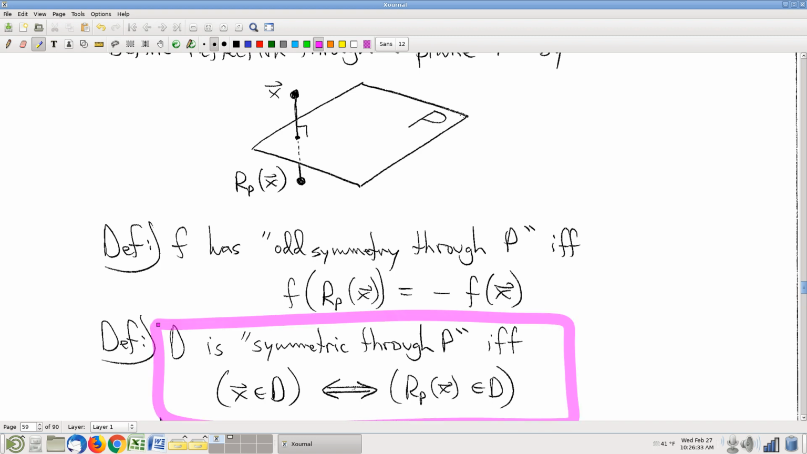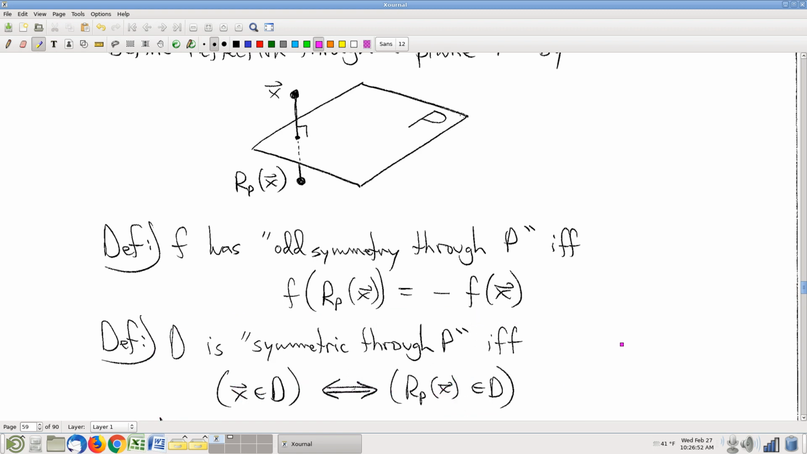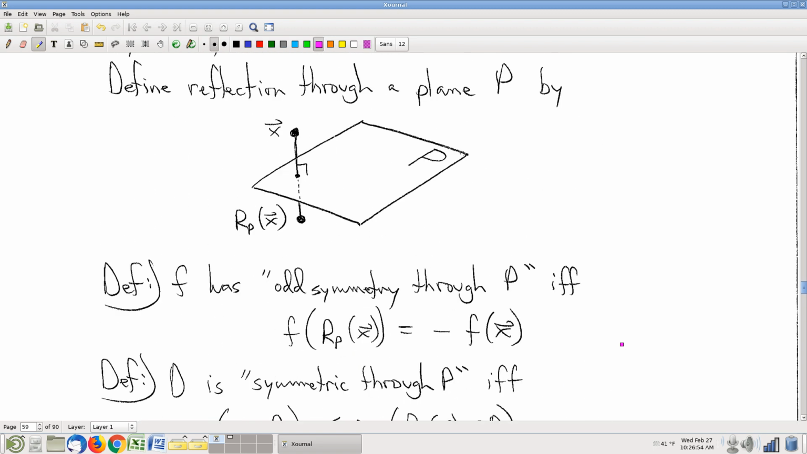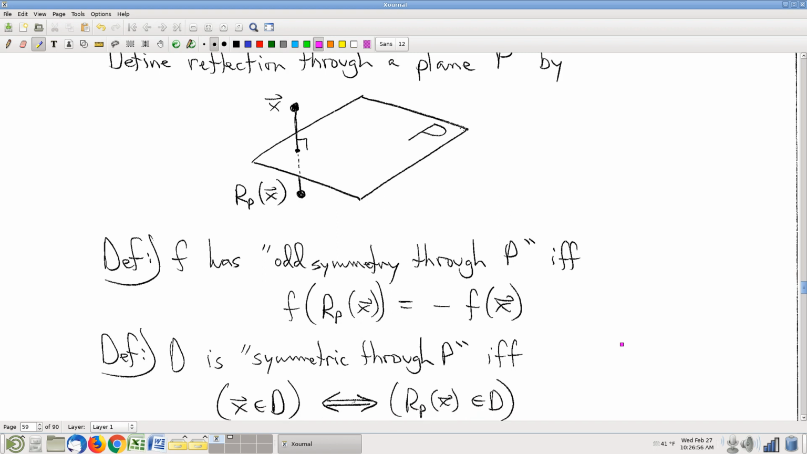Just like with two-dimensional regions having symmetry through a line, it means that if a point is in your set, then the reflection must be in the set. And vice versa, of course. Okay. So this is a totally analogous set of constructions: the idea of a three-dimensional reflection, three-dimensional odd symmetry, and a three-dimensional notion of symmetry of a solid.